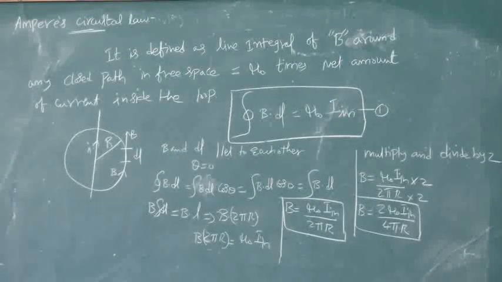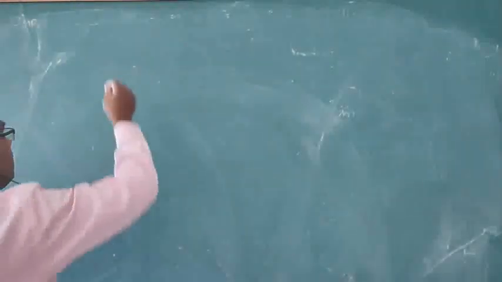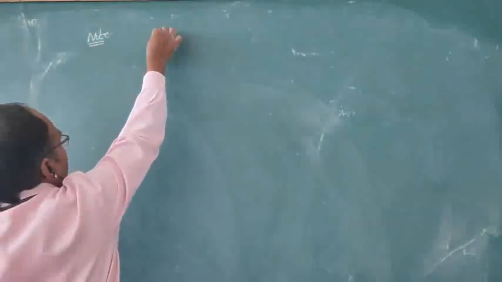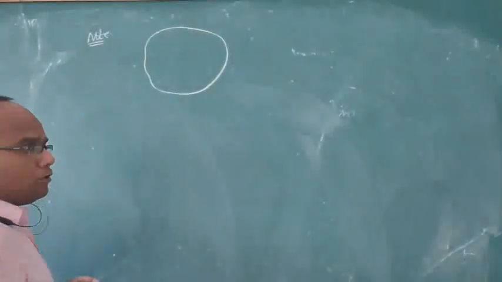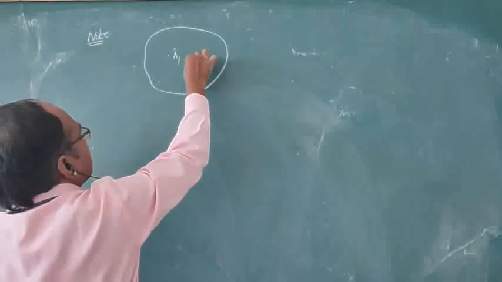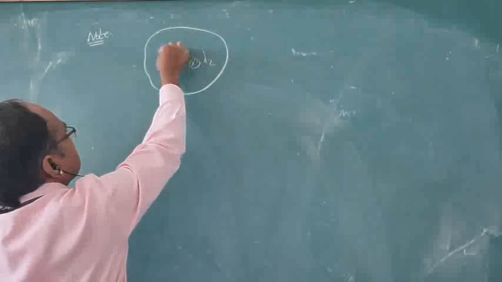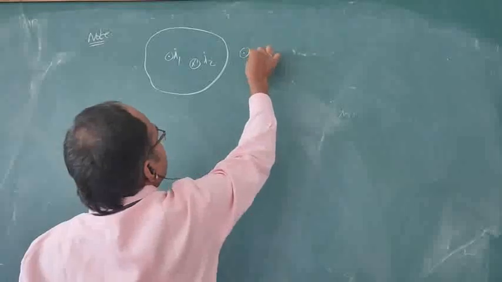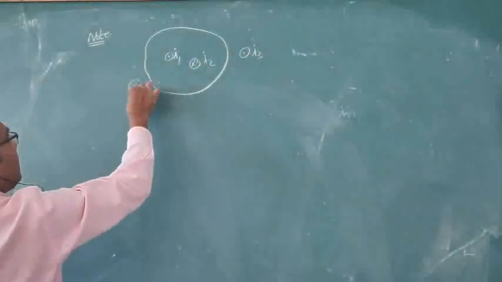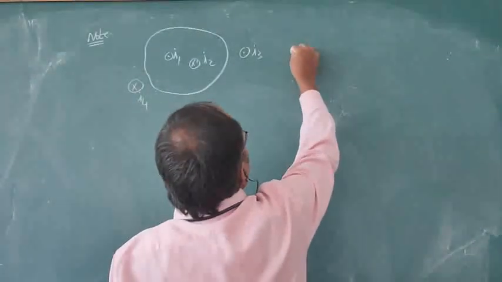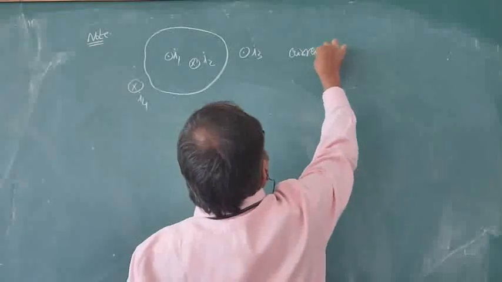Now in Ampere's circular law, note what I'm doing: this is a circular loop S2. Here I am keeping the current I1 and this is the current I2. Now another current, this is I3. Another current I am keeping as I4. So what is the current inside the loop?